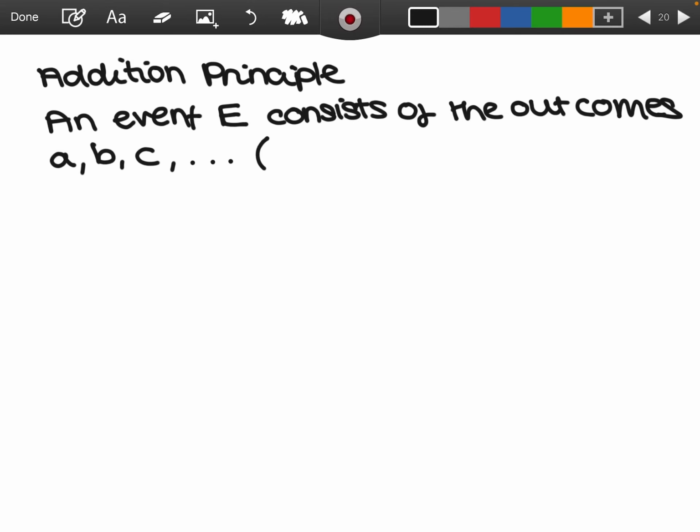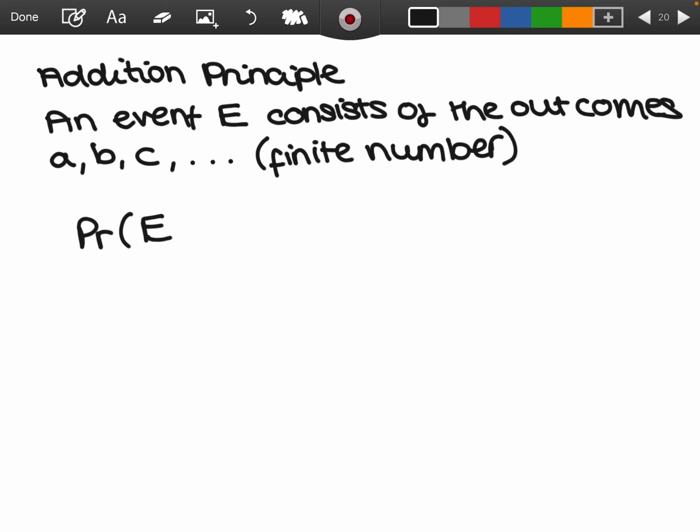And remember that there is a finite number of them. Okay. Then the probability of the event E happening is just going to be the probability of A plus the probability of the outcome B, and you just keep going with however many outcomes there are in that event. This works as long as you have an event that has a finite number of outcomes.